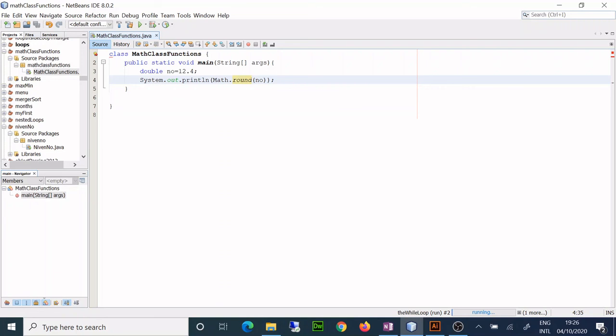Okay, so most of these functions I have covered here, and I will see you in the next lesson with math.random, and we'll have some fun with math.random. See you then.